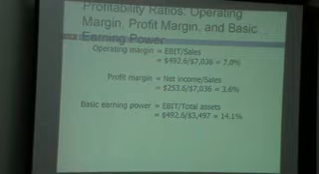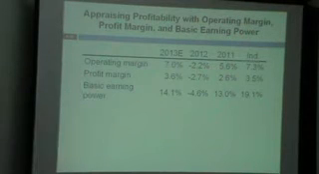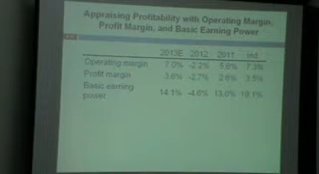So again, these figures will become meaningful once we do trend analysis or comparison with the industry. So operating margin, the industry average is 7.3%, whereas in 2013 the company's operating margin is 7. So it is close to industry average, not too way off. Profit margin is 3.5%, whereas the company's profit margin is 3.6, again very close to industry average.